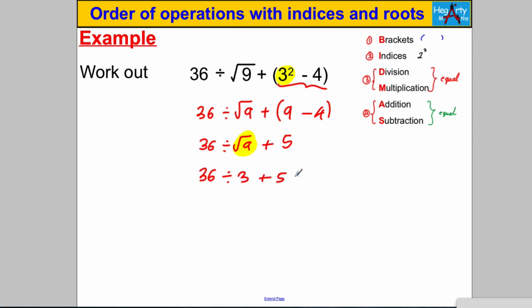Now we've got a divide and an add. We should do the divide first because division is more powerful than addition. Now 36 divided by 3 is 12, and we've still got to add 5, and 12 add 5 is 17, and we are done there.